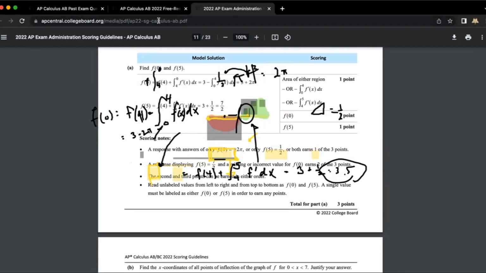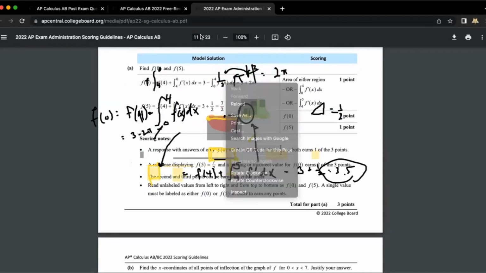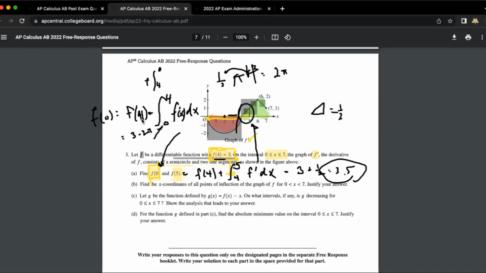Real quick here, like I'd said, 4 to 0 or so. We also have to realize that right here, this is a negative value, right? It's underneath. So when we subtract that, it's actually a positive 3 plus 2 pi.